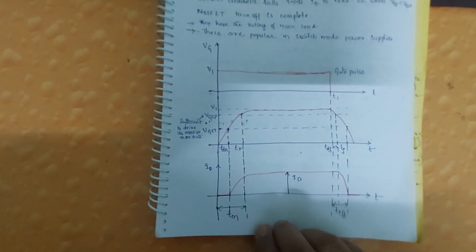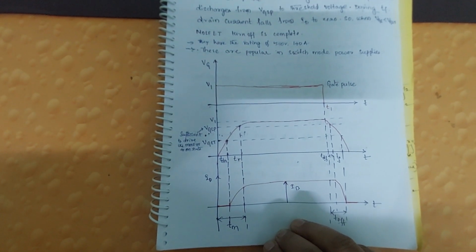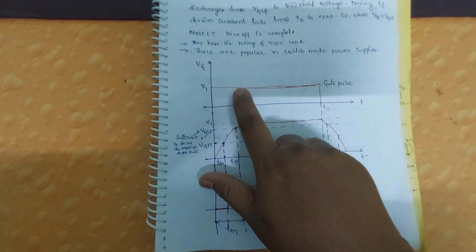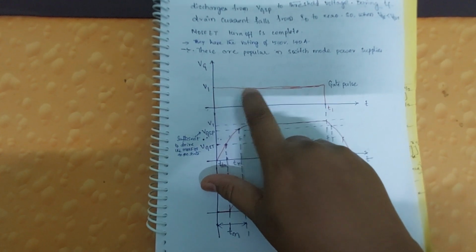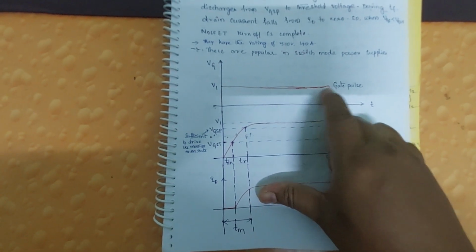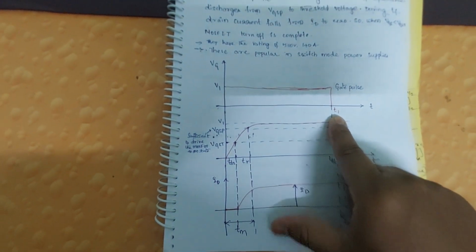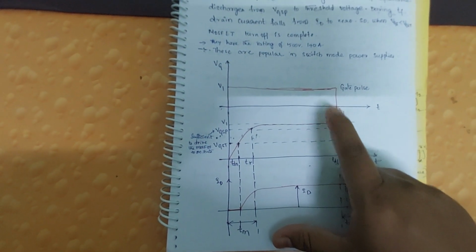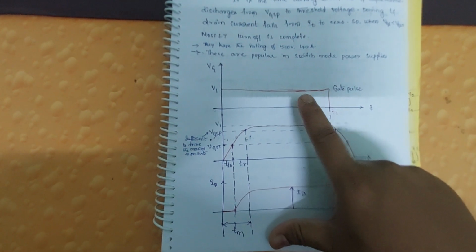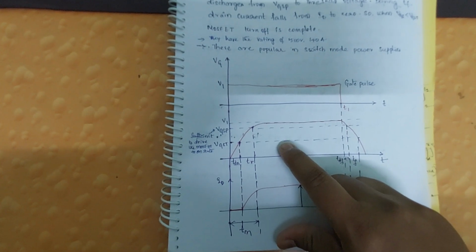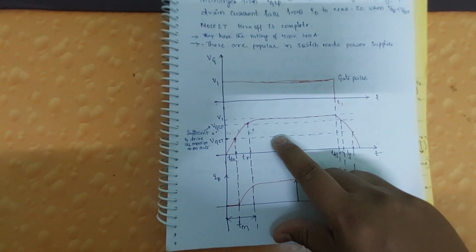Now we are going to see the switching characteristics of a power MOSFET. This represents the switching characteristics of a power MOSFET. See here, this is the gate voltage we are going to apply. This is the magnitude V1, the gate pulse voltage, for a time of T1. We are supplying the gate voltage for a time of T1. Now we are going to see how the voltage rises in this time.